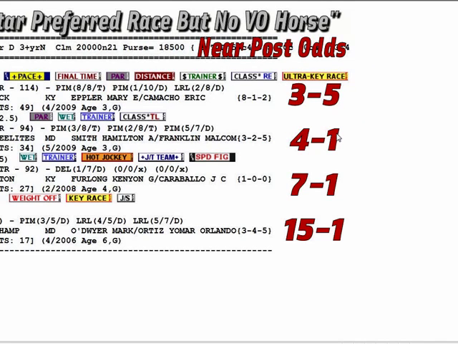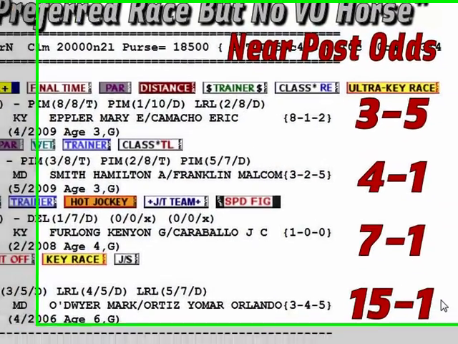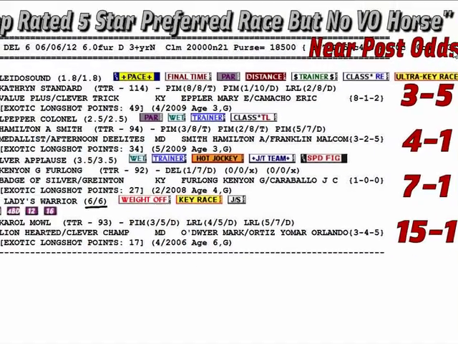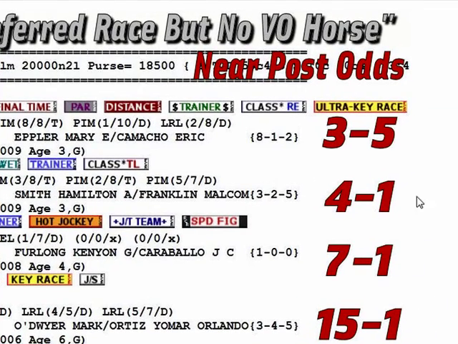And the 4 horse was 4-1. The 3 horse, Silver Applause, was 7-1. And the 1 horse, Sea Ladies Warrior, was 15-1 near post time. So as you look at Group A here, you're looking at a 5-star race, but no value odds horse. Look at your odds in Group A. What would you do in a situation like this?